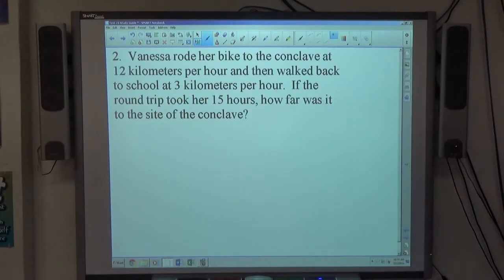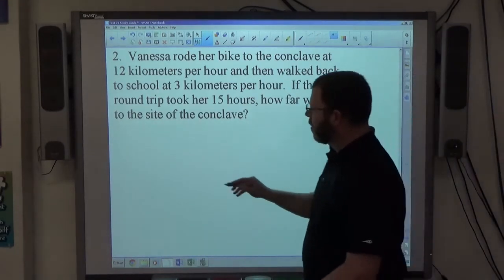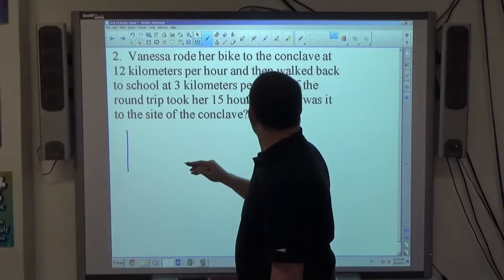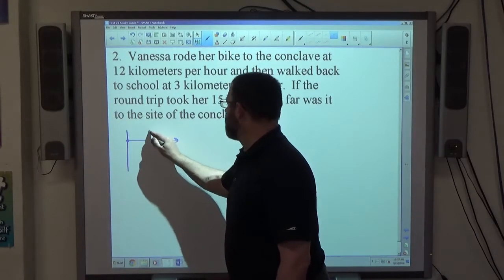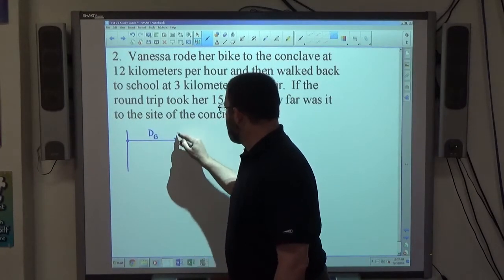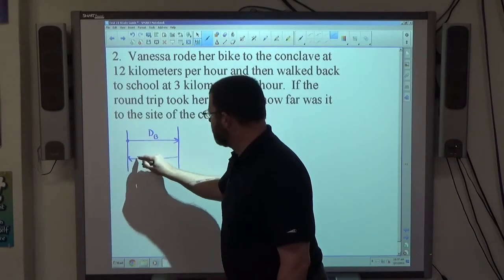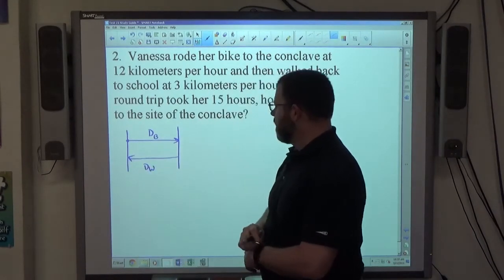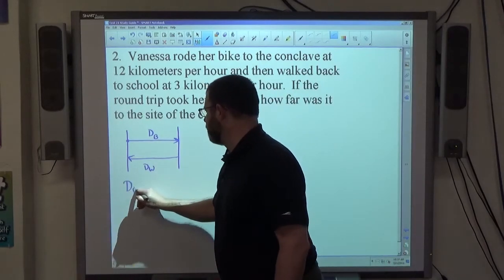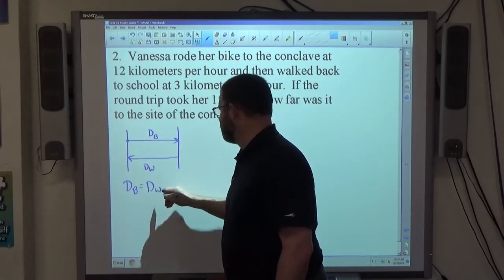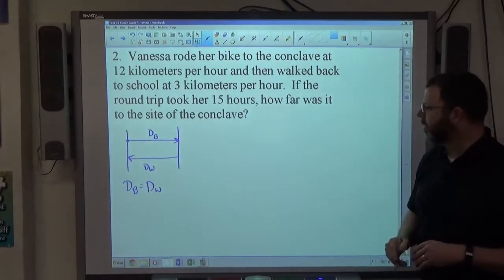Number 2, Vanessa rode her bike to the conclave at 12 kilometers per hour, then walked back to school at 3 kilometers per hour. The round trip took her 15 hours, so a round trip. She rode her bike, so she went some distance on her bike that we don't know, and then she walked back, and that's a situation of round trip, and that means the biking distance is equal to the walking distance. Once again, the distances are equal to each other.